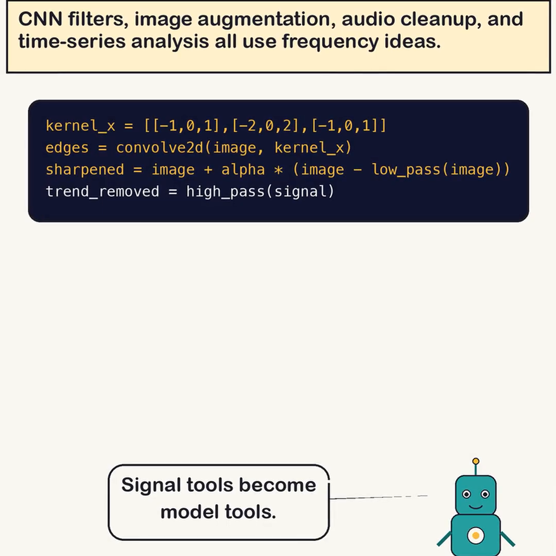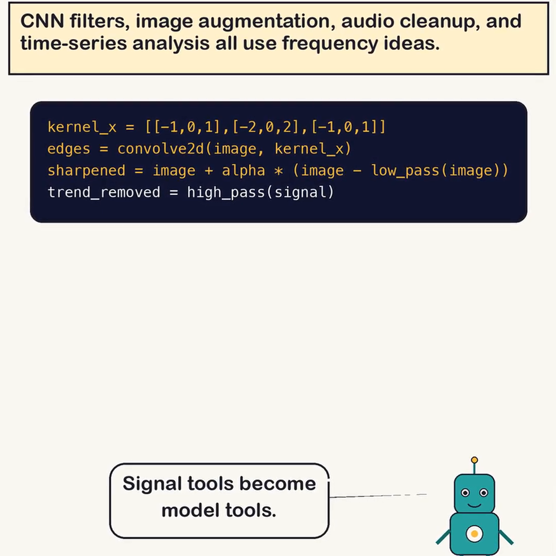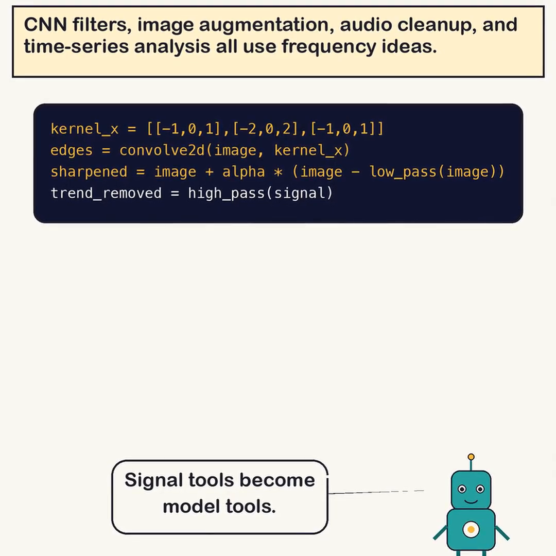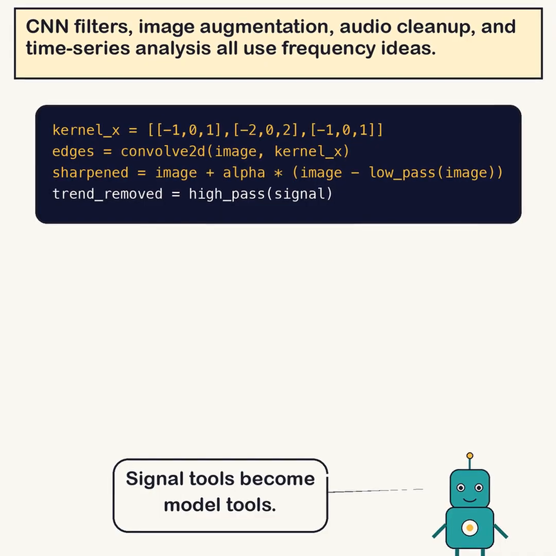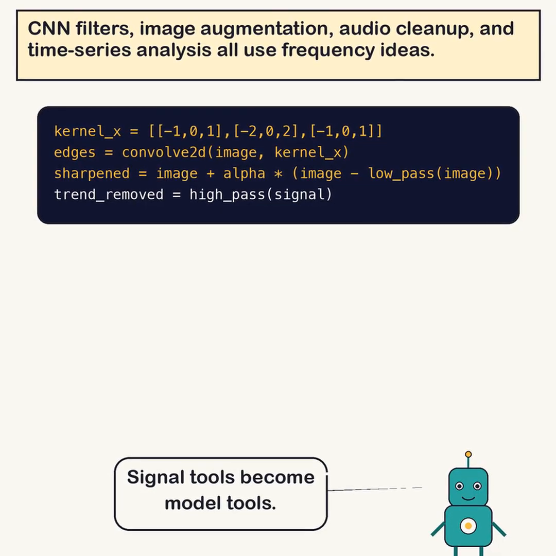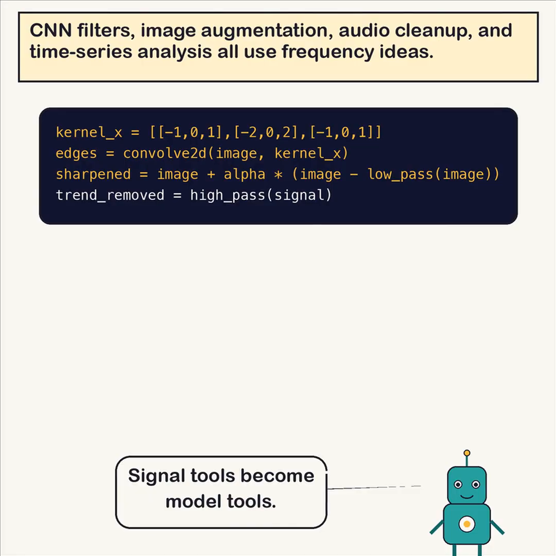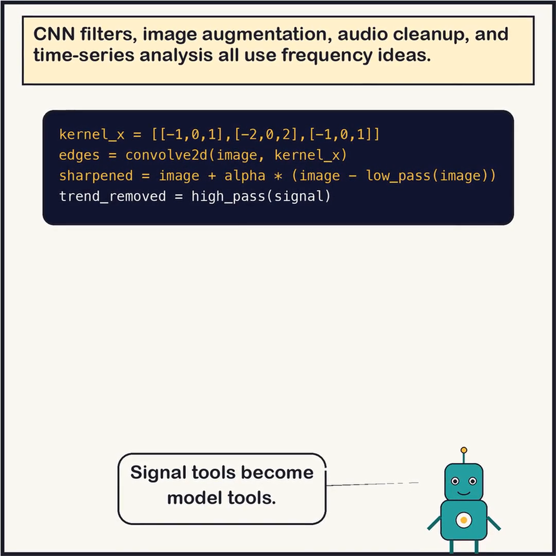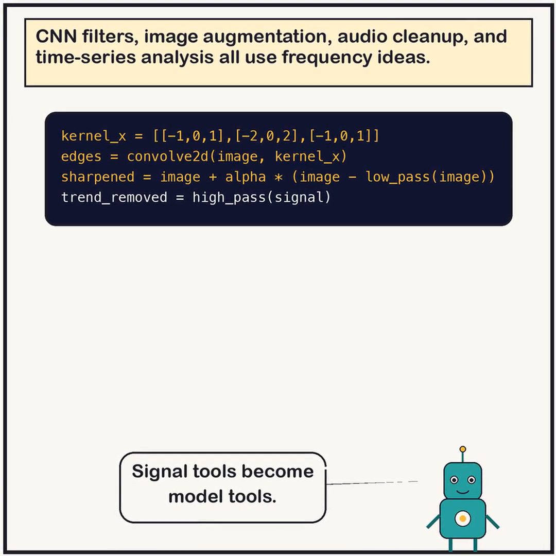The code shows a Sobel edge detector, sharpening through original minus low pass, and trend removal through high pass filtering. These are signal processing ideas used directly in ML pipelines. Real-world analogy: frequency tools are like audio equalizer sliders that boost or quiet patterns at different scales.